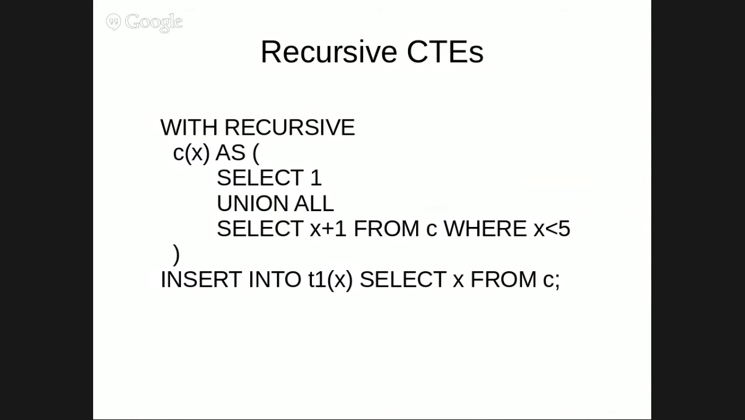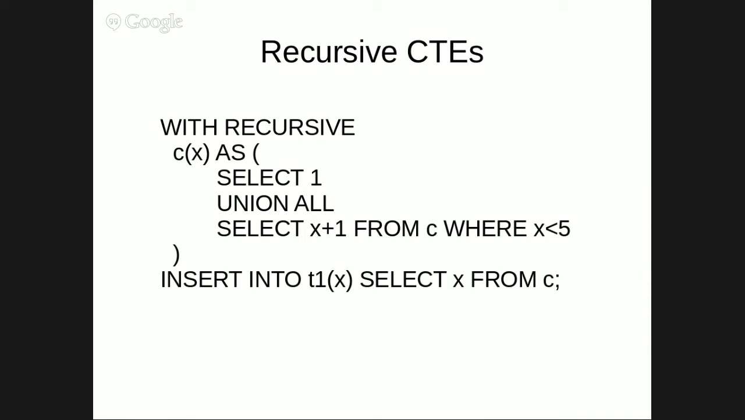Oh, here's an example. Here's how we load the table T1 with the first 5 integers. So we say WITH RECURSIVE C(X), I'm just making up a name, it can be whatever name you want, C(X) AS SELECT 1. So the SELECT 1 is kind of seeding the recursion. So the first value we get is 1.